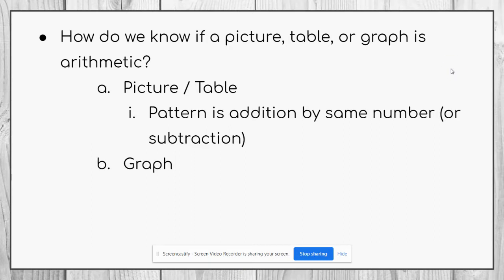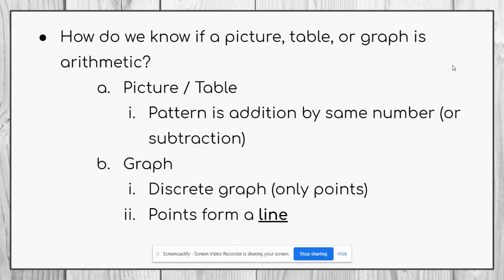If I was looking at a graph, the first thing is it would be a discrete graph if I'm dealing with an arithmetic sequence, which means it's only dots. They are not connected. And those points would form a straight line.